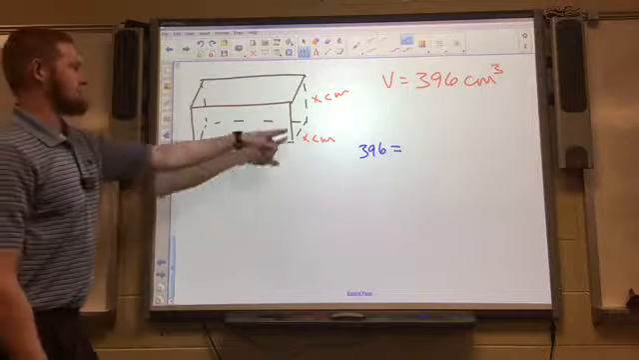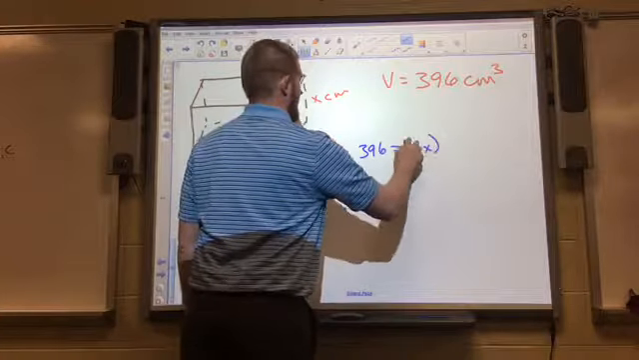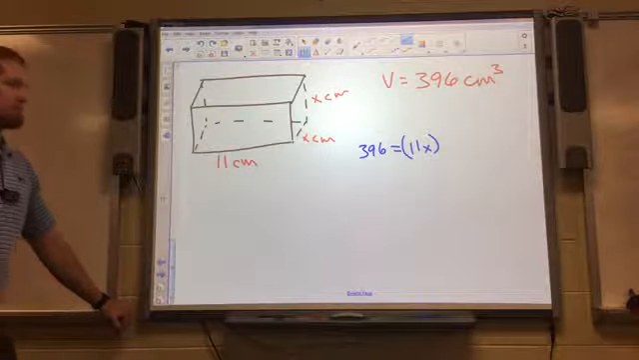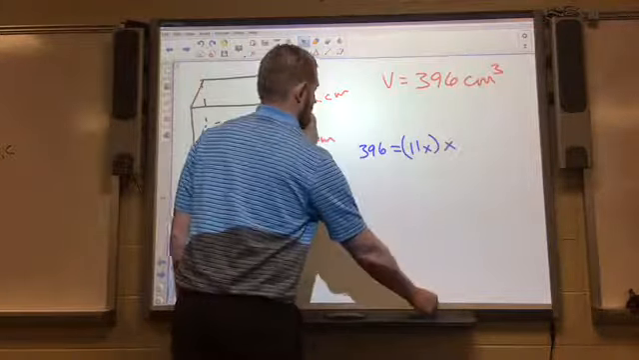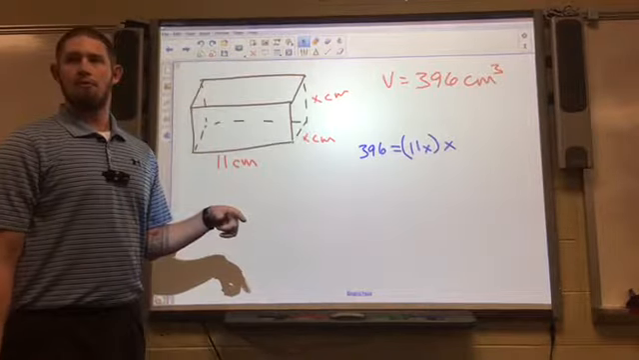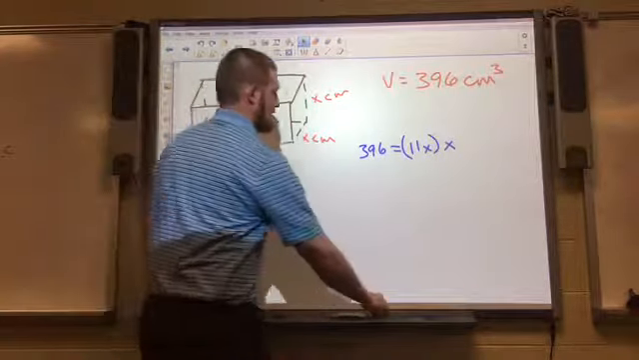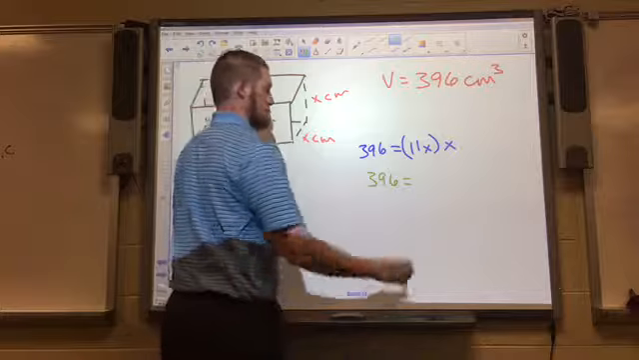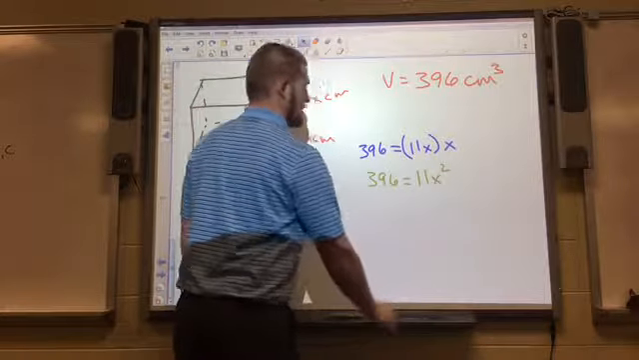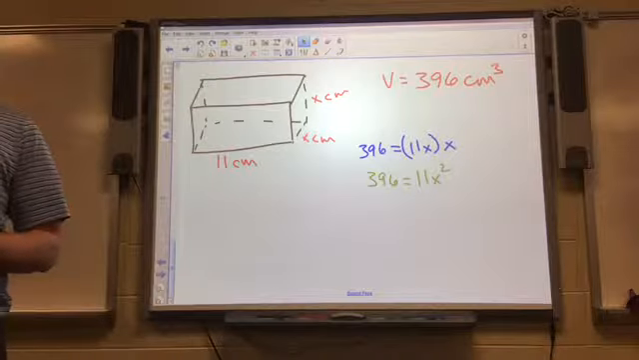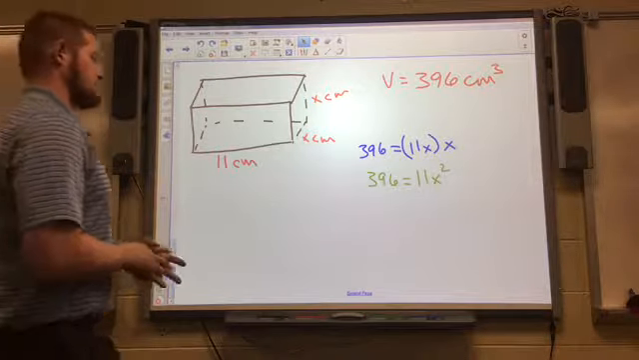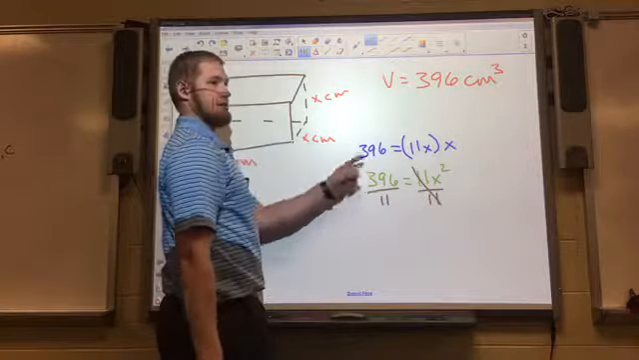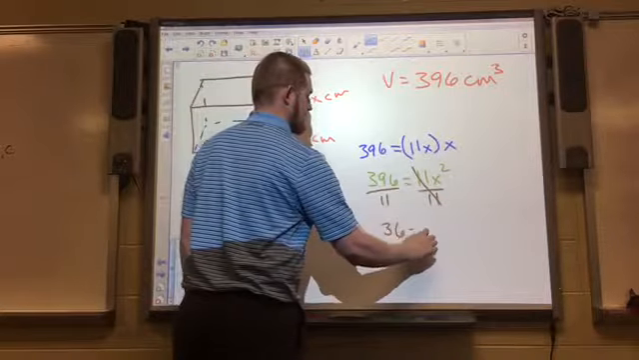The area of the base is 11 times x, which is 11x. And then Ryan, the height is x. So do I have the area of the base times the height? Yeah. What is 11x times x, Jacob? It's 11x squared. Good. Okay, questions there? We good there? Now what, Jacob? Good. Divide by 11. 396 divided by 11 is 36 equals x squared.